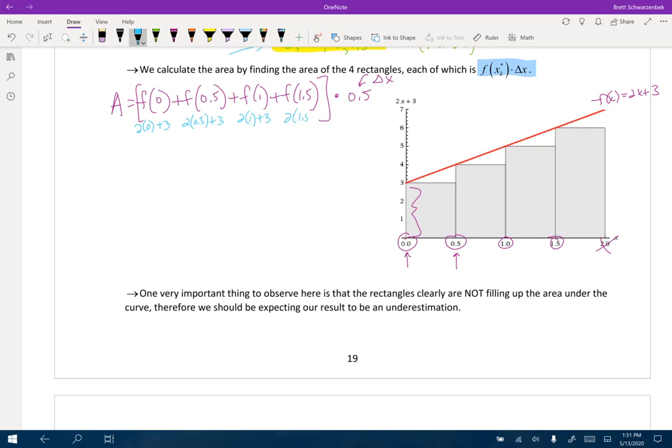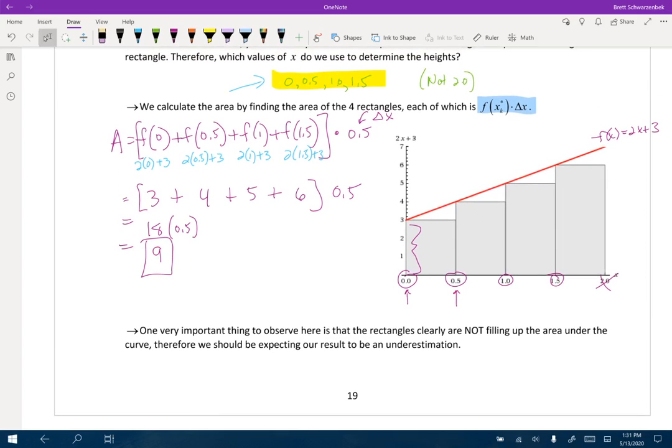Okay, that's all you have to do. And when you do that, you're going to get 3 plus 4 plus 5 plus 6, all multiplied by 0.5, which is 18 times 0.5, which is going to give us 9. So therefore, we are approximating the area under this curve.